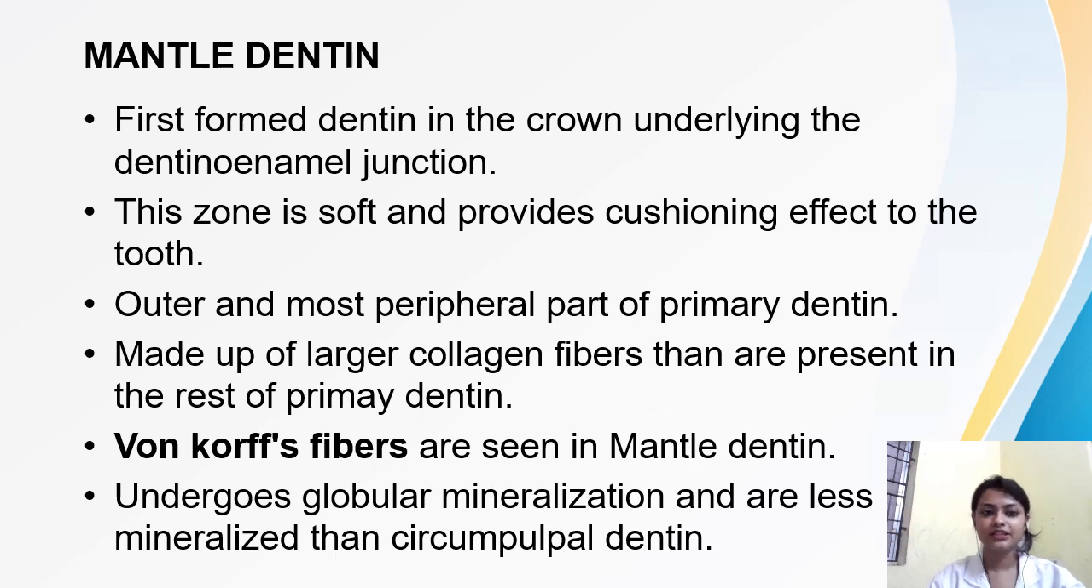Now coming to the mantle dentin. It is the first formed dentin in the crown underlying the dentin-enamel junction. This zone is soft and provides a cushioning effect to the tooth. It is the outer and most peripheral part of the primary dentin, made up of larger collagen fibers than are present in the rest of the primary dentin. Von Korff fibers are seen in the mantle dentin. It undergoes globular mineralization and is less mineralized than the circumpulpal dentin. So it is less mineralized and has larger collagen fibers, providing a cushioning effect.